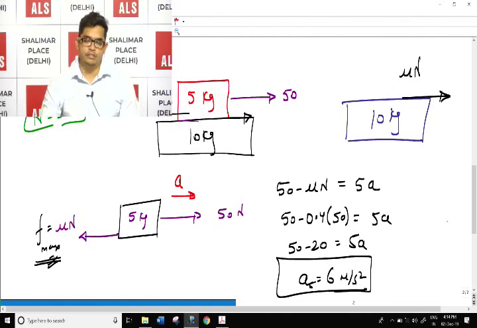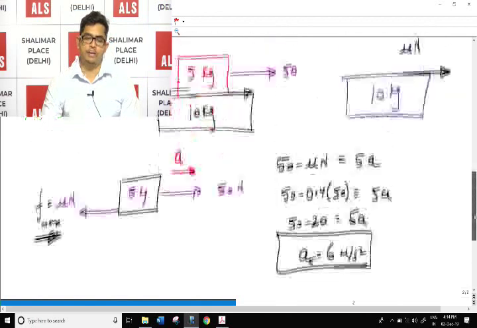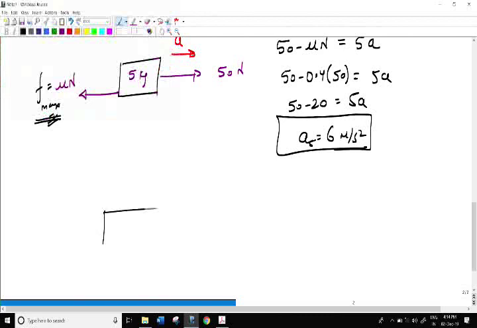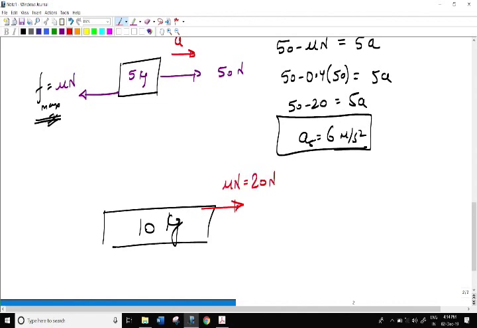Okay, makes sense? So the 10 kilogram block has a forward force of mu into N, which is 20 Newton. I am directly writing it. So acceleration is 20 by 10, which is the mass, 2 meter per second squared.